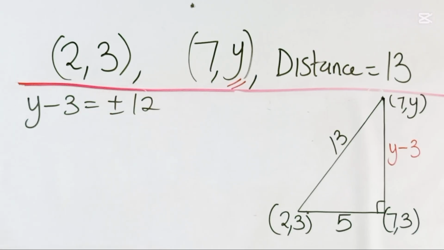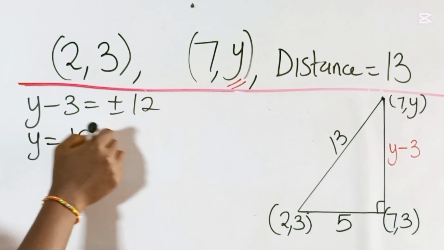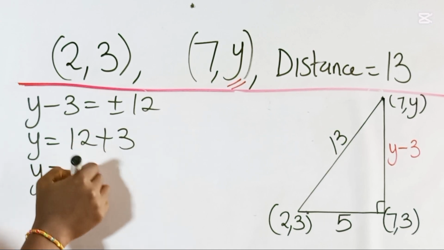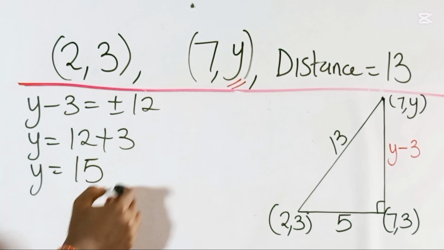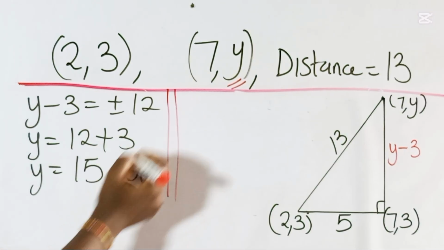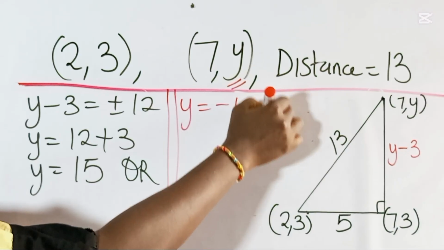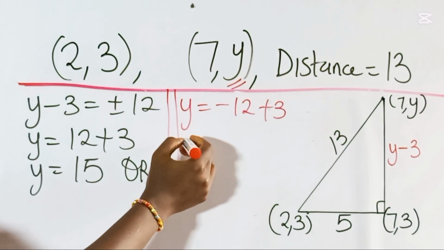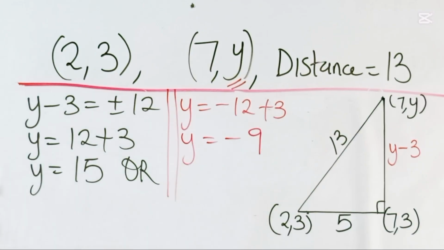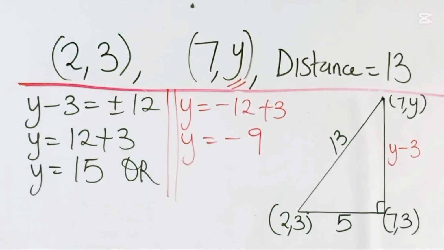So if we decide to go up, we're going to have y is equal to 12 plus 3. And this will give us the value of y to be 15. Or if we decide to go down, we're going to have y is equal to minus 12 plus 3. And this will give us y is equal to minus 9. So you see, same distance but different directions.